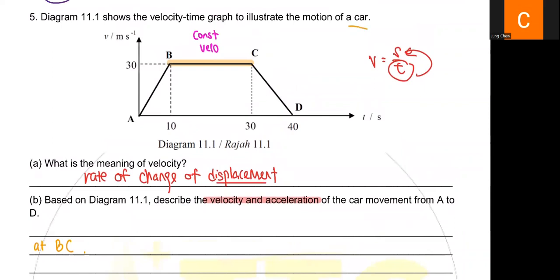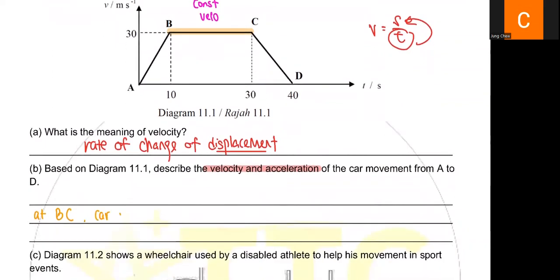What's this? Is this a car? So the car is moving at a constant velocity, which is 0 acceleration, meaning to say that the car is technically not accelerating. There is a 0 acceleration here.